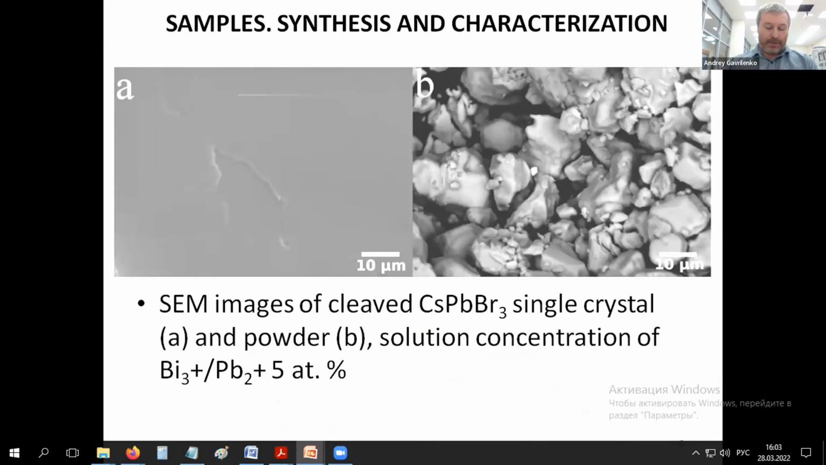The samples' microstructure was analyzed with the Hitachi S3400N equipped with the Oxford Instruments X-Max 20 extension. Scanning electron microscopy images in backscattered electrons contrast demonstrate a single phase both in single crystals on the left and in powders on the right.